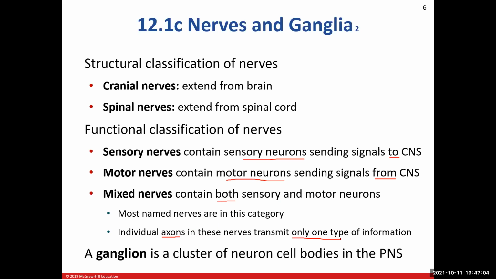A ganglion is a cluster of neuron cell bodies in the peripheral nervous system.